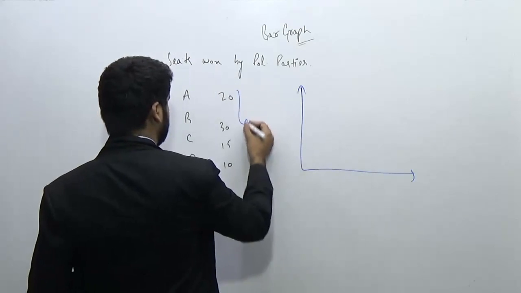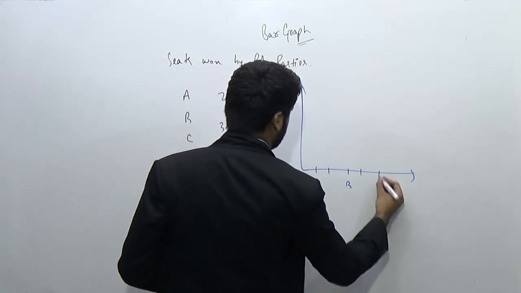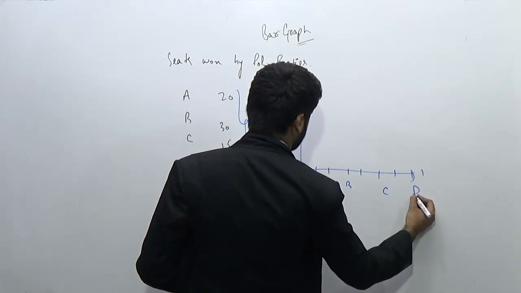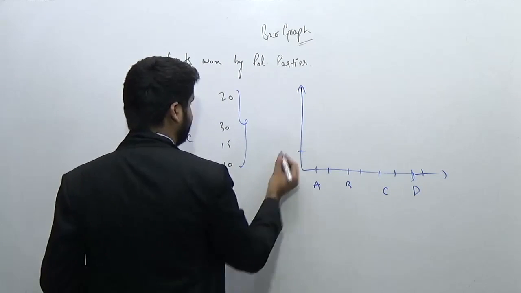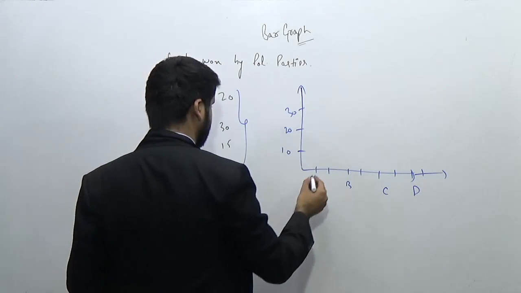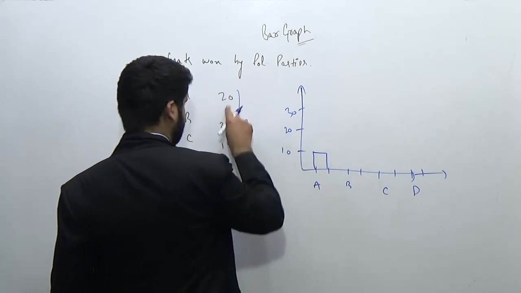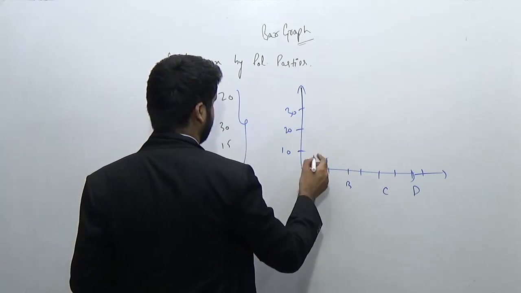Now these are the seats won by these political parties. This is the party A, this is the party B, this is the party C, and let's say this is the party D. And the seats, I'm writing like this on a scale of 10. So the first A party has won 20 seats over here.